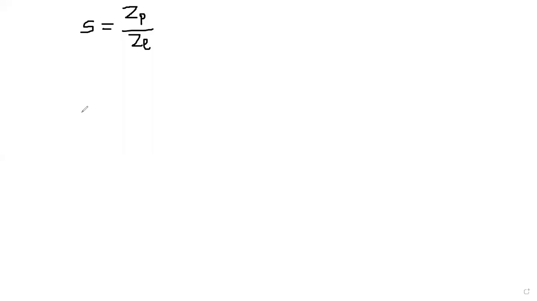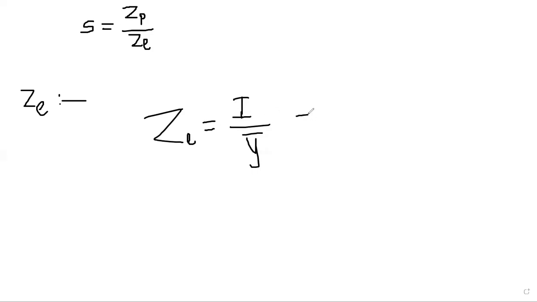Okay. So now first we have to find out ZE, then we have to find out ZP. Right. So first ZE, we have to find out ZE. Right. So ZE is equal to I by Y bar. ZE is equal to I by Y bar. Okay. I is nothing but BD cube by 12. Correct? Yes or no?